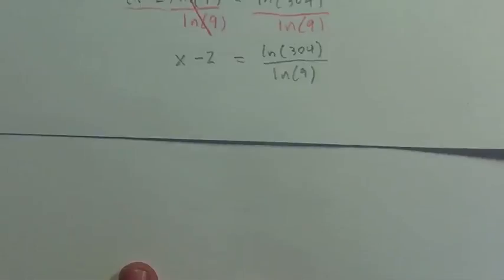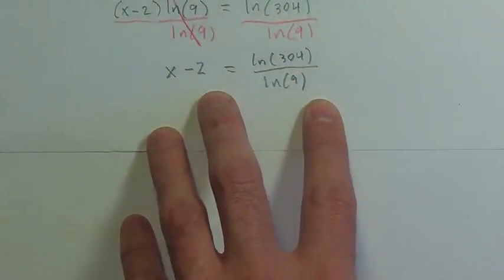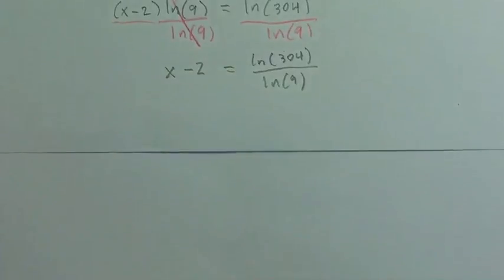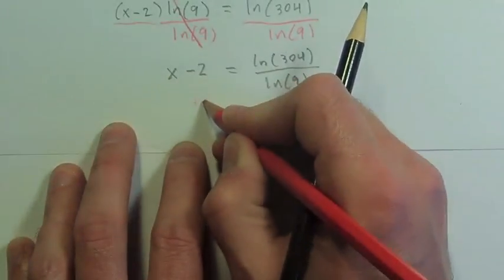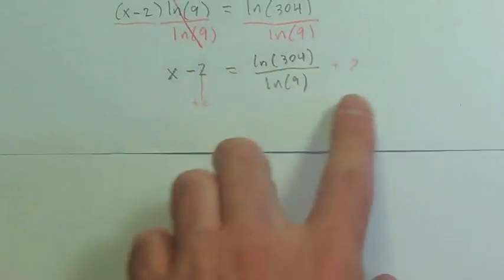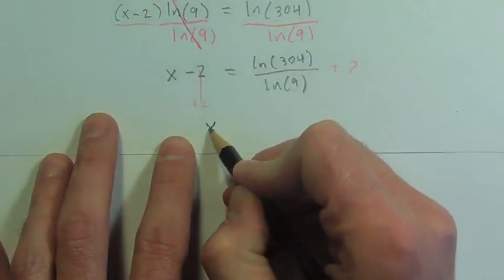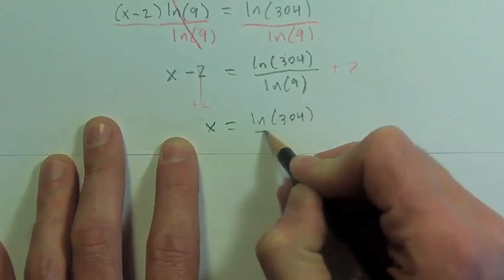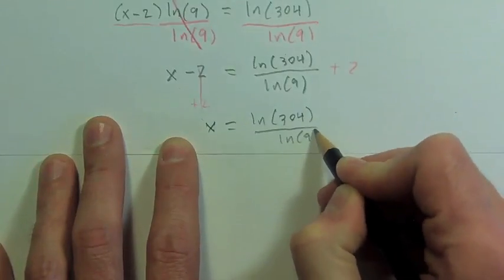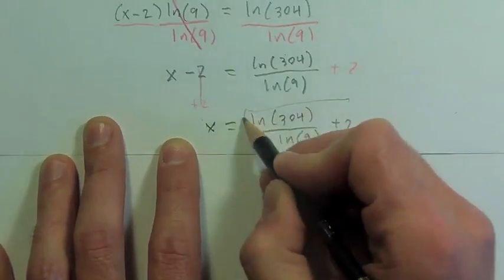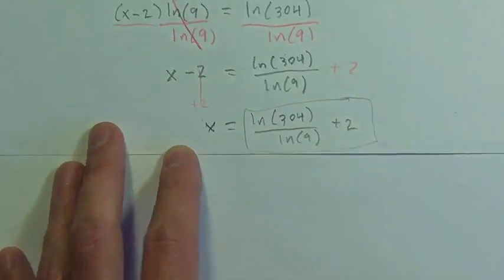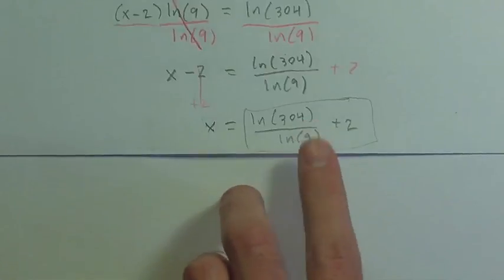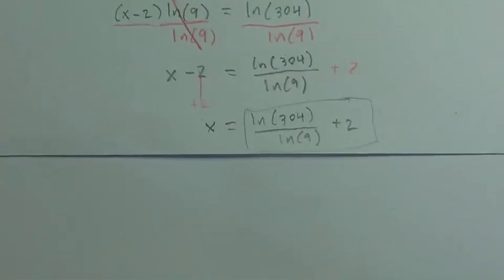Now if I want to solve for x, get it all by itself, I'm going to add 2 to both sides. And I can just do that here and get that x is equal to the natural log of 304 all over the natural log of 9 plus 2. So this is your answer in what is called exact form. This is the exact solution.